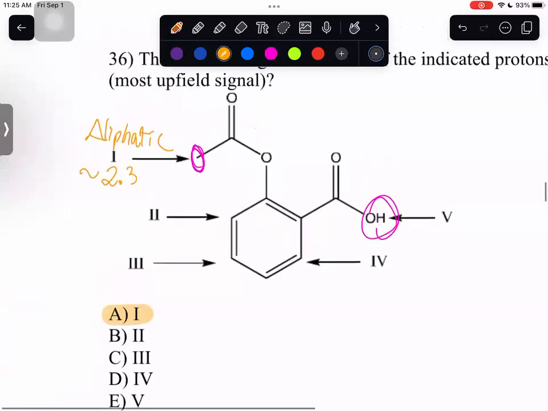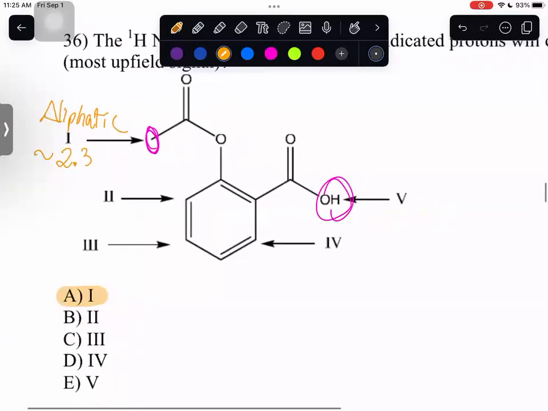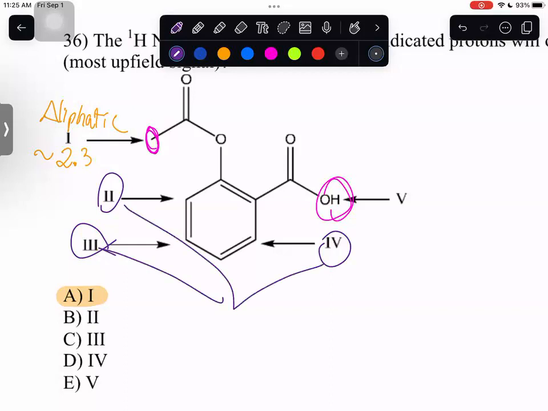So yeah, aliphatic was around 2.3. And let me use another color actually. 2, 3, and 4, those guys are around 7 to 8. And then carboxylic acid around 10 to 12. Yes, 2, 3, and 4 would be the same thing. Okay, ready for the next question.